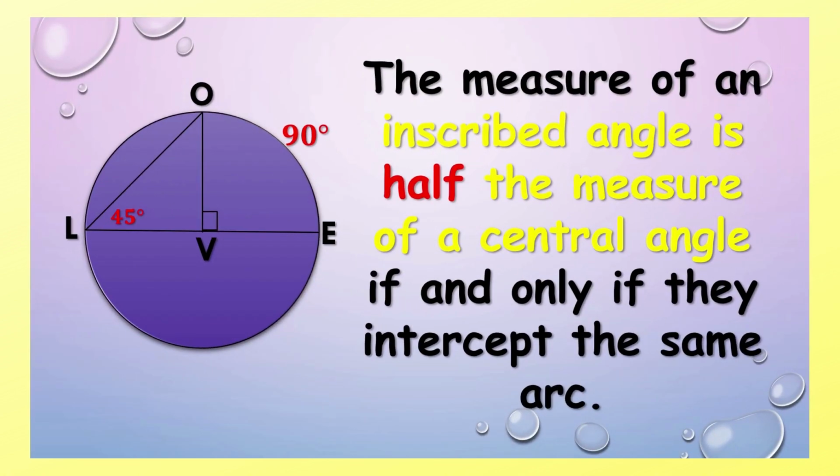Next, the measure of an inscribed angle is half the measure of a central angle if and only if they intercept the same arc. Ayan, kagaya ng sinabi ko kanina, kung pareho lang sila ng in-intercept na arc, ibig sabihin yung ating inscribed angle ay kalahati lang ng ating central angle. So therefore, yung central angle natin dito ay 90 degrees also.